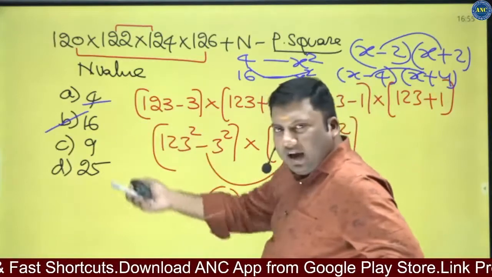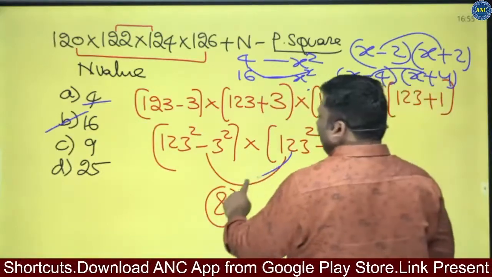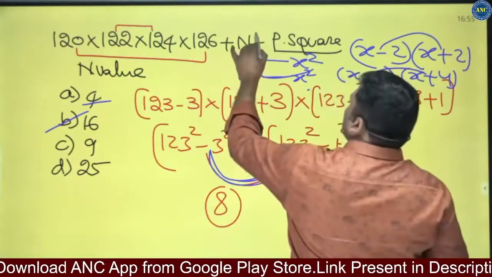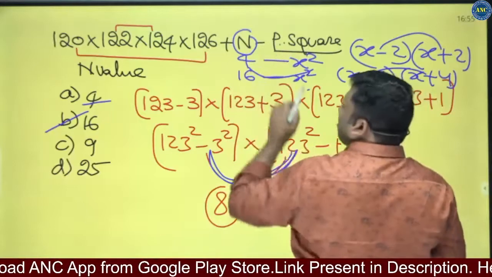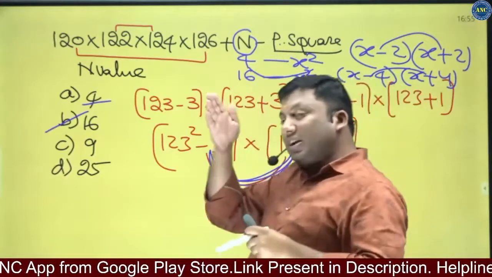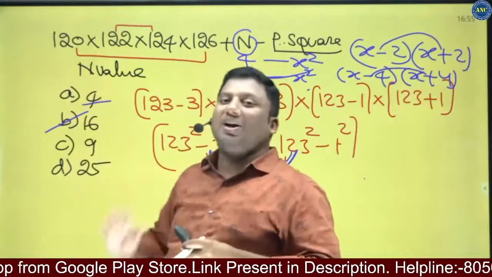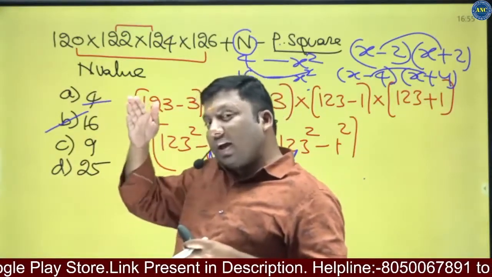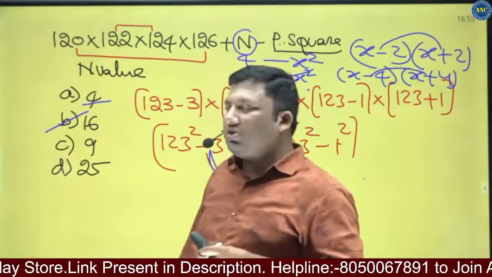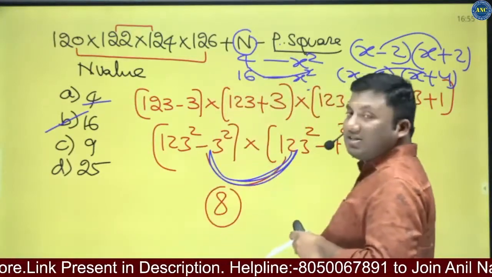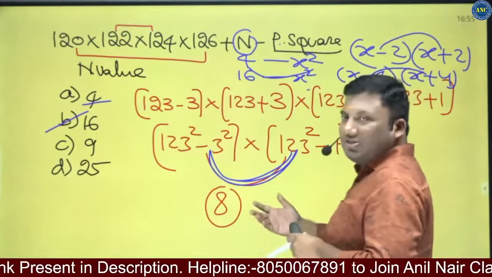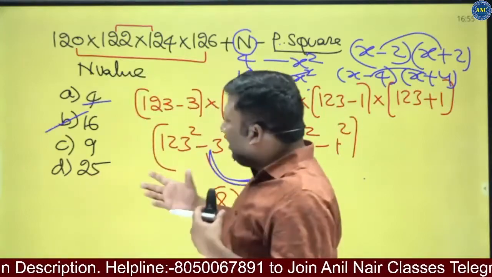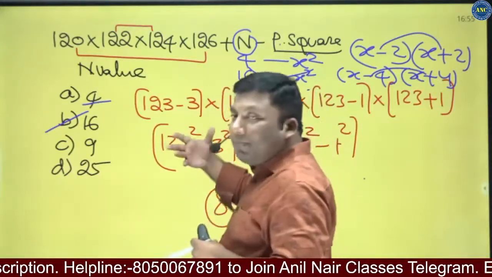Even if answer options are not there, the difference is 8. So it will become x square minus n, that is x minus root n, x plus root n. N can be written as root n whole square. The deviation is 2 root n. 2 root n is 8, so n value is 16. Idea clear? Are you all clear with the idea? One needs to look at this question from a non-mathematical angle.